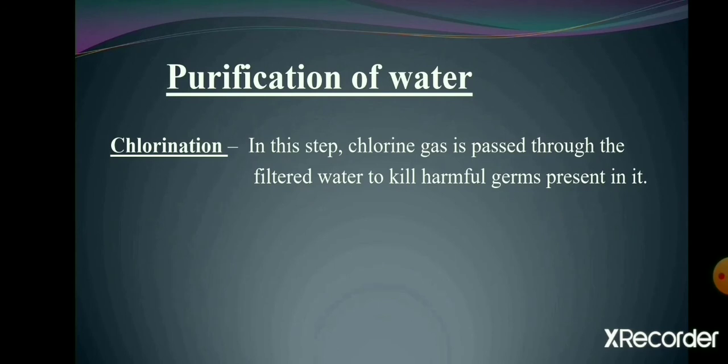Chlorination. It is the process of adding chlorine to water. This method is used to kill bacteria, viruses, and other harmful germs present in water. This way, water becomes free of both dust and germs. This purified water is then supplied to houses. We get this water in our taps through pipelines.